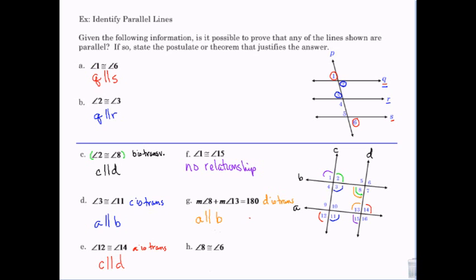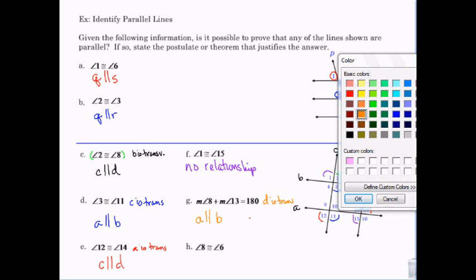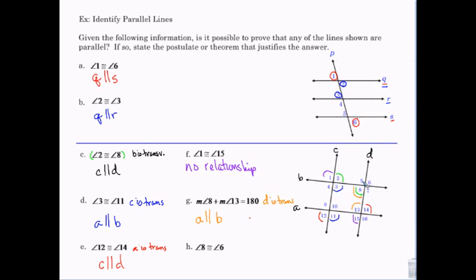And then finally, we have 8 and 6. 8 and 6 are vertical angles. Do vertical angles tell us anything about parallel at all? No, they just tell us that two lines are intersecting, so there's no relationship between the lines. Oops, I can't spell.